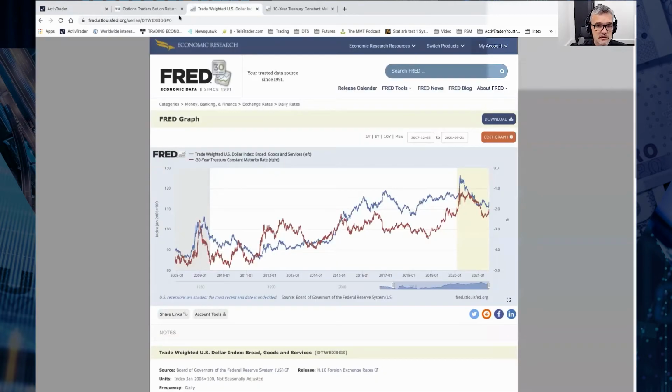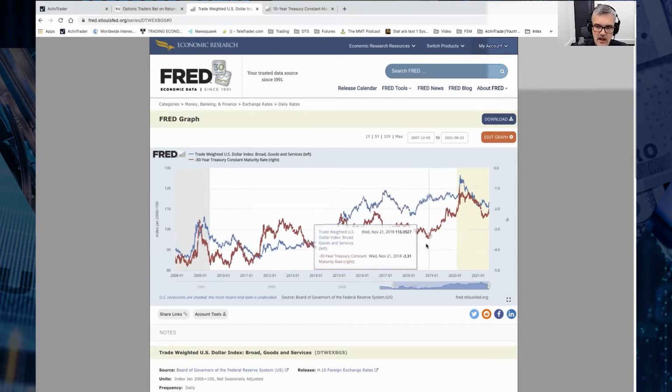If we go to this chart from the Fed database, I've got here the trade weighted US dollar index. So that's in blue. And you can see how we have been coming down since March 2020. And now it's sort of ticking up. And then I've also got, say, the 30-year Treasury maturity rate, and I've inverted it because rates are inverse to the bonds themselves. So this is basically now the 30-year bond price action.